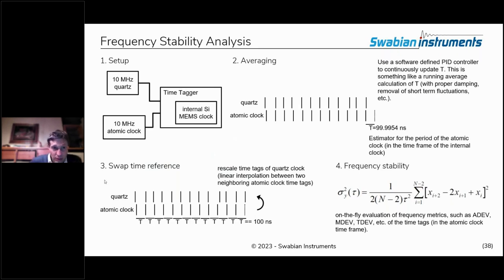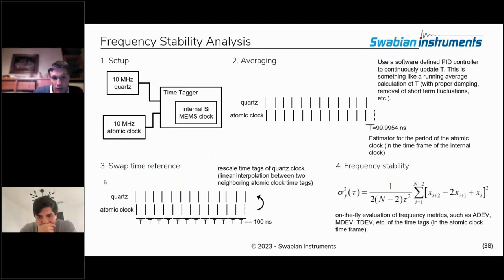And so both are applied to the time tagger, and the time tagger is running on its internal clock, which is, in this case, the silicon MEMS oscillator. The first thing that we would like to do is to average the atomic clock, in a way, to extract the period or the timestamps of the atomic clock and its period over a longer time. So this is briefly how it works.